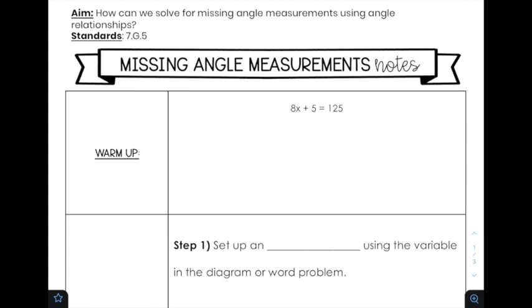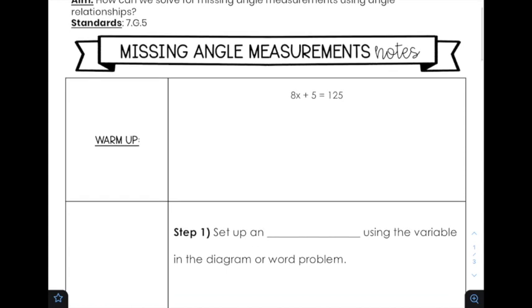Today we are going to talk about missing angle measurements. Our aim is: how can we solve for missing angle measurements using angle relationships? The first thing we're going to do is a warm up, just to get us in the mindset. We're going to solve 8x plus 5 equals 125.